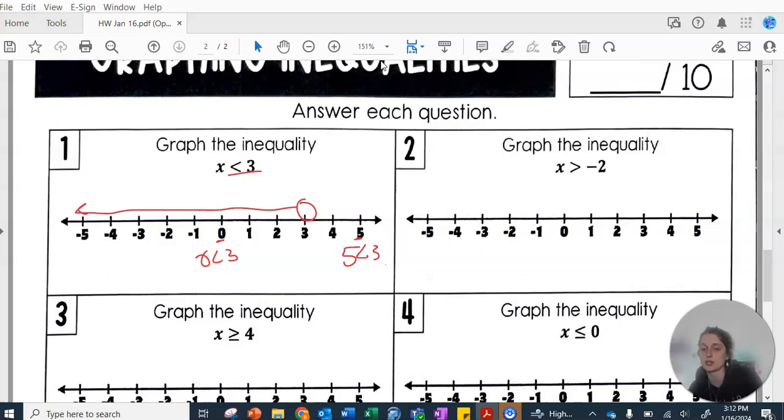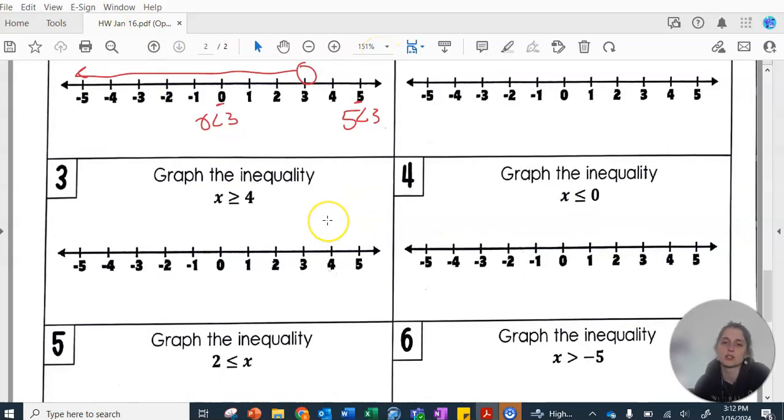These should be getting pretty familiar. So no math, just testing, and that's your scratch work. Your circle, whether it's open or closed, and your arrow. You cannot graph a solution set to an inequality without the arrow. If you just put a circle, then you're graphing the answer to an equation.